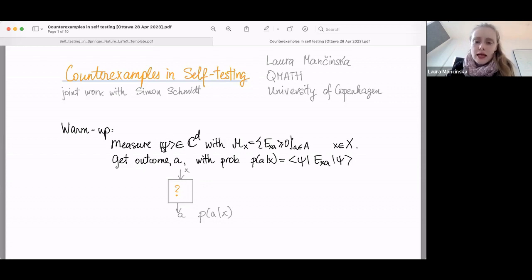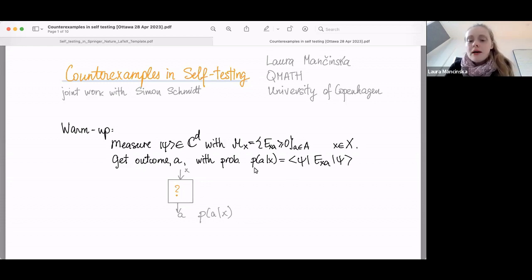Now, if we know the state and we know the measurement that we have selected, then we can use the postulates of quantum mechanics to calculate the expected probability to observe the outcome A, given that we have input this little X, so selected measurement X for this box to perform. And this probability would be given by this inner product. I'm using bras and kets to denote row and column vectors, respectively.